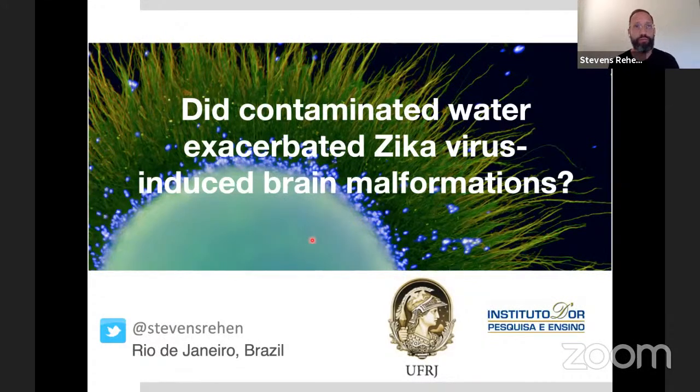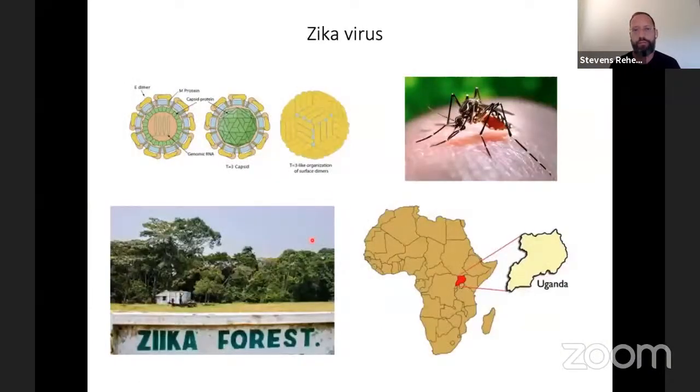So what I'm going to do is summarize some of our data regarding the biological effects of the Zika virus on the developing brain tissue. Zika virus was discovered in 1947 in a forest called Zika in Uganda, Africa. And from that time, from 1947 up to 2013, there was basically no big deal regarding people getting infected with the Zika virus. It was not really being considered a very risky or harmful kind of virus.